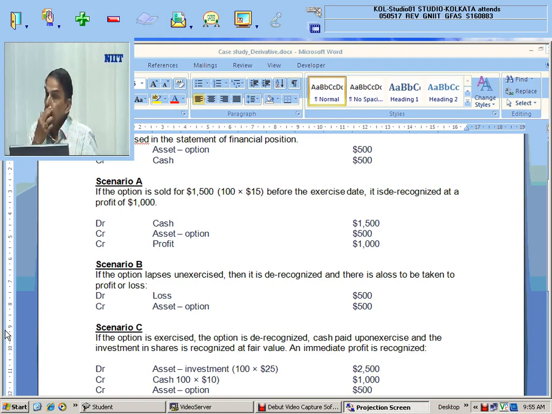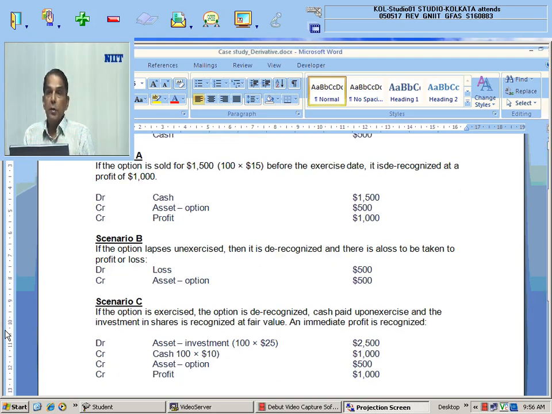Then you also have to derecognize the earlier financial asset which you created, the asset option. So credit asset option $500, and the rest is your profit. That goes to the profit account. Is that clear or not? Shubham, I have explained it again, so tell me whether you have understood or not. Okay, thank you very much. Anybody has any question regarding this, please ask it.